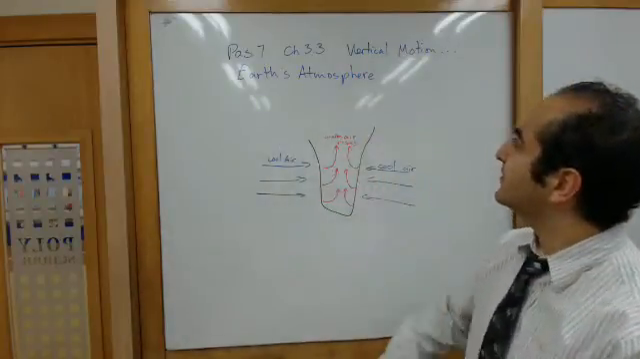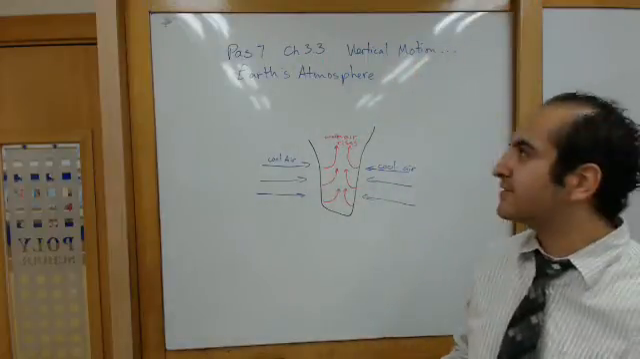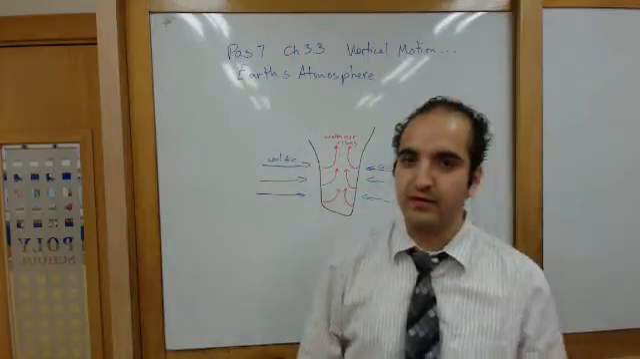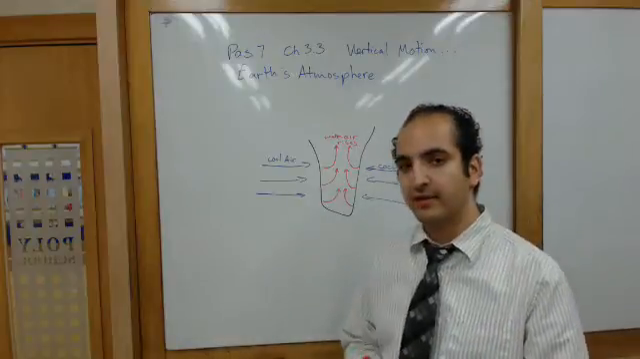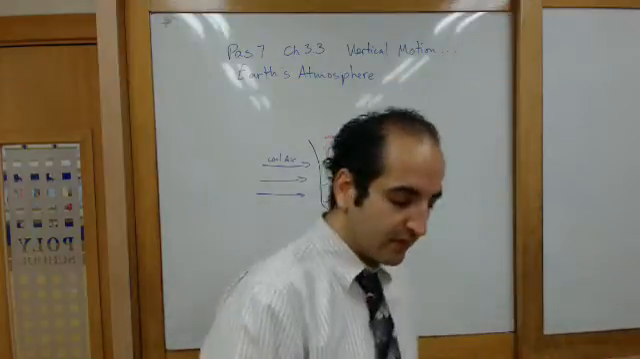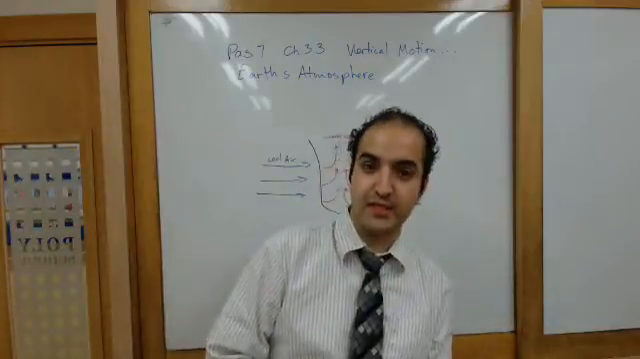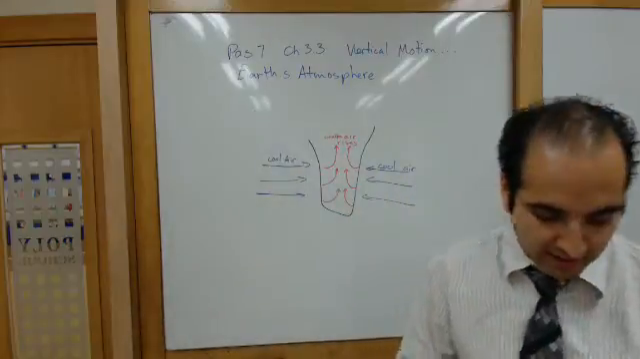This is for Part 7, Chapter 3.3, Vertical Motion, something causes severe storms for the book Earth's atmosphere. So, this is going to be a very short one because there's nothing particularly hard about this section except for maybe the second page, page 93, where it talks about the formation of cumulonimbus clouds.